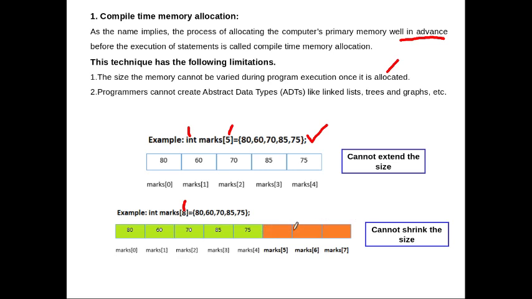So what happened here? The memory is wasted in advance. For 8 elements the memory was allocated, but we are storing only 5 elements, so the 3 memory locations became empty and were wasted, as they are not used for storing any information. If we want to shrink it, it is not possible. In case of compile time memory allocation, the memory is allocated during compile time and it is fixed; it cannot be increased or decreased.